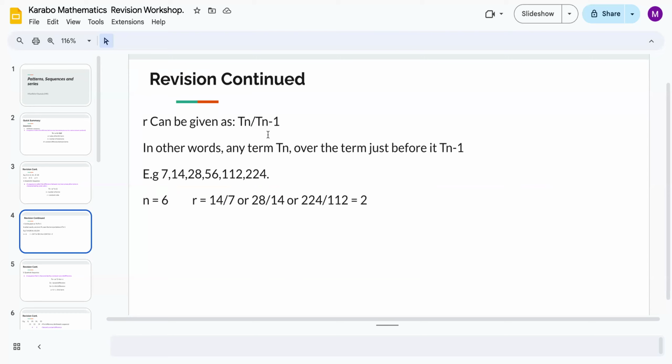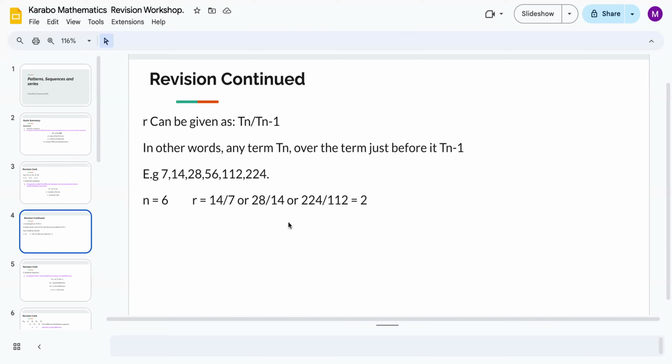R can be given as Tn over Tn minus 1. Now, what does this mean? This means that for any given geometric sequence, we can find R by taking some term and dividing it by the term just before that. So for example, we could take 14 and divide it by 7. We could take 28 and divide it by 14, and we could take 56 and divide it by 28. That should all give us some constant ratio R.